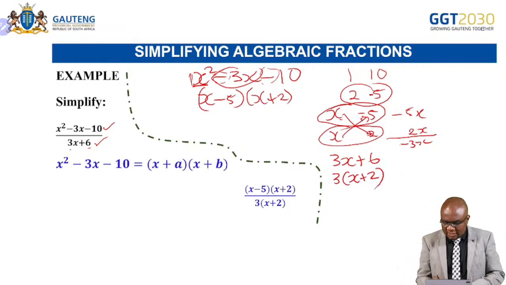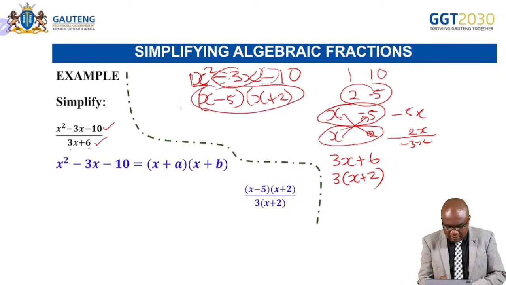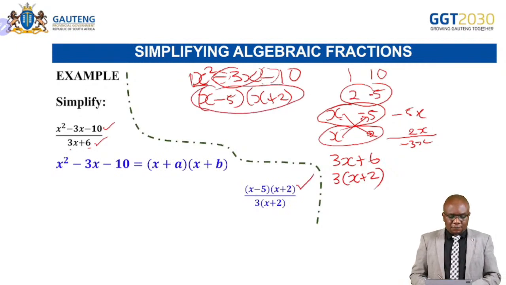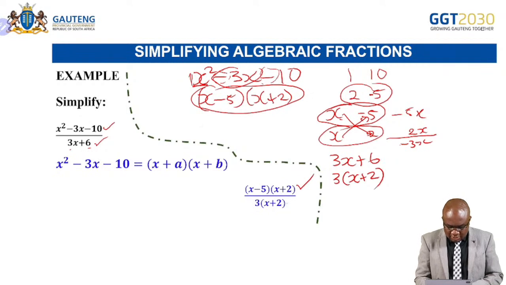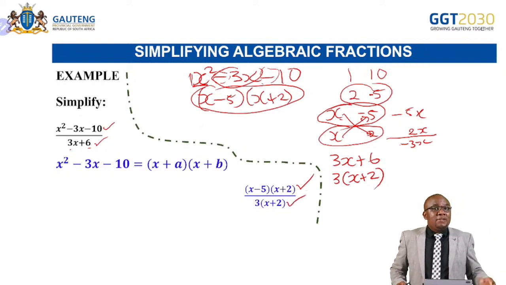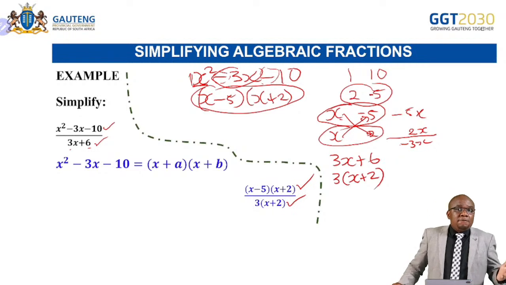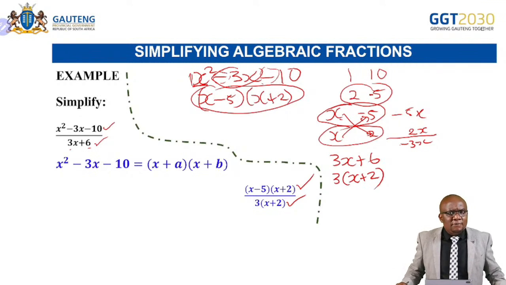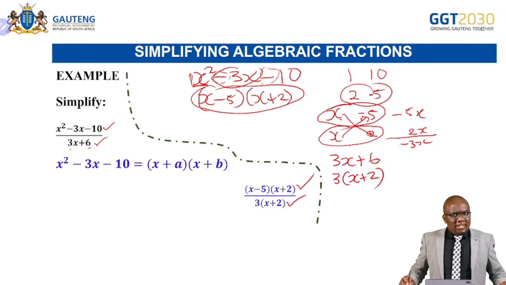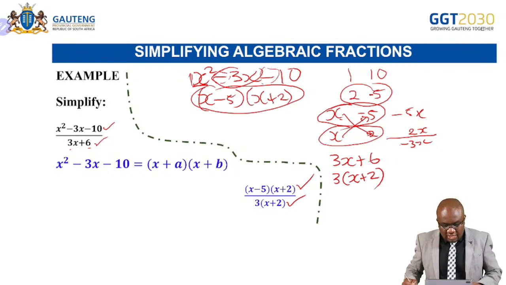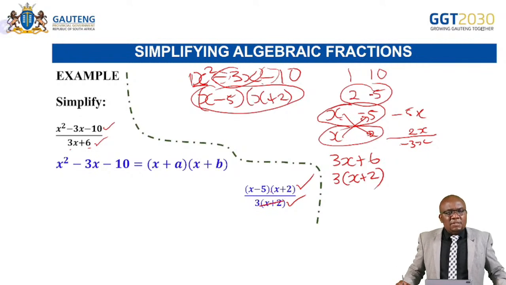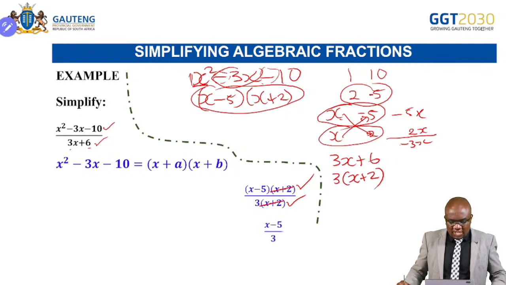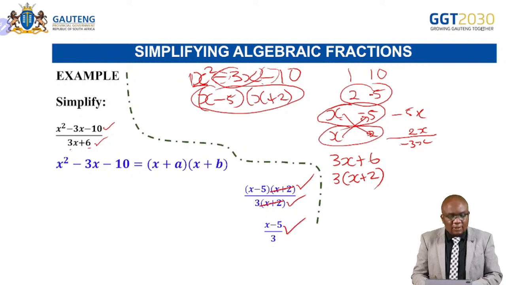Okay, so if you see that I have this, I factorized, I'm getting my mark here. I factorized this correctly, I'm getting my mark here. You see that? We have 2 marks. Maybe this is 3 marks. We have 2 out of 3 already. Where did you get the marks from? From factorization. Okay, now let's simplify. Can we cancel the like brackets? Yes. x plus 2 divided by x plus 2 is 1. We remain with x minus 5 over 3. Done. 3 out of 3.